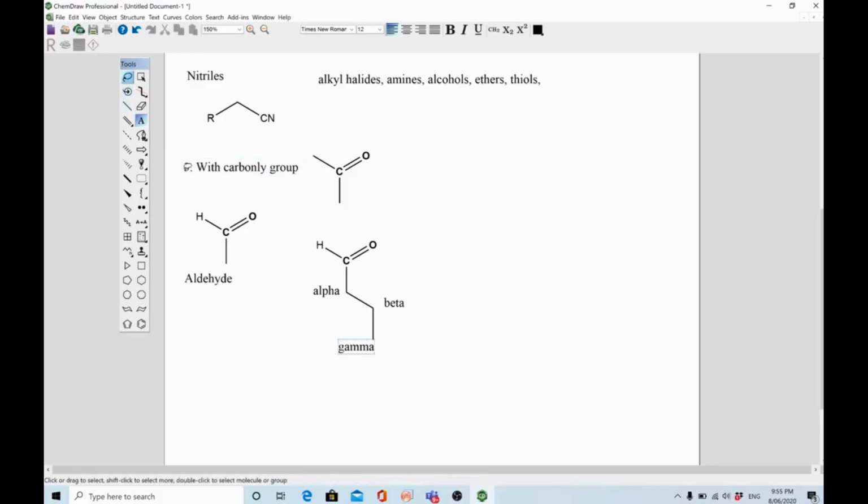Okay, the next functional group is ketone, which is very similar to aldehyde, but instead of one hydrogen on one side of the carbon, there is an R group. That is ketone. Similar to aldehyde, the first carbon is alpha, the second beta, the third gamma. Hydrogens attached on the alpha carbon we call alpha hydrogens, on the beta carbon beta hydrogens, and on the gamma carbon gamma hydrogens.